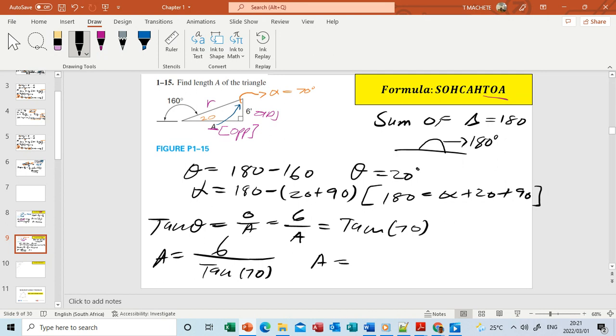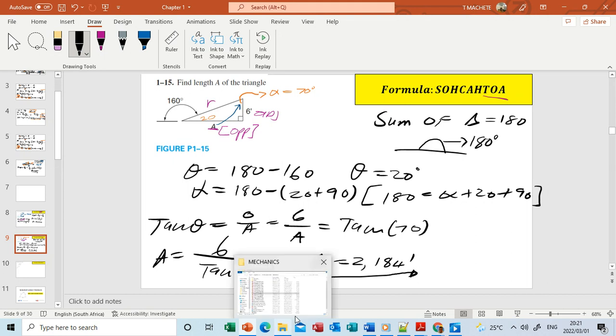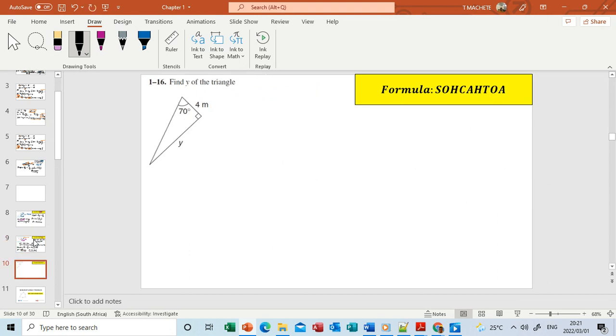So I got 2.184 inches. You must write the units as well. You can use the sine rule if you want to. It's not a problem. Any questions? Shall we move? Let's move.